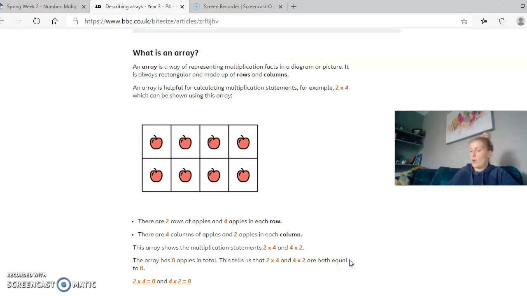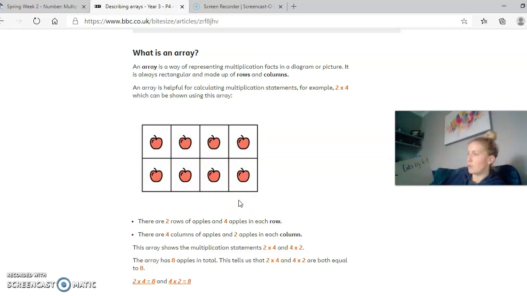I've got 2, and I'm going to write lots of, and how many apples have I got in each row? 1, 2, 3, 4. So I've got 2 lots of 4, and it equals, I'm going to check here, 1, 2, 3, 4, 5, 6, 7, 8, and I've got 8.